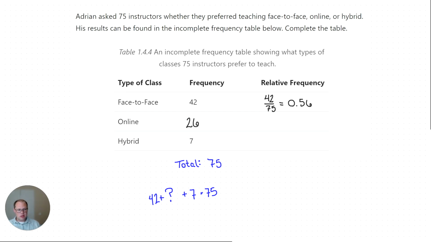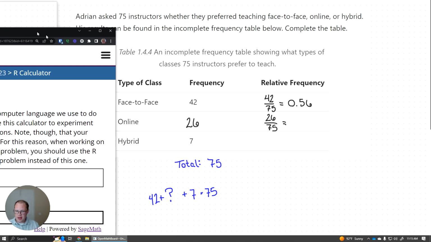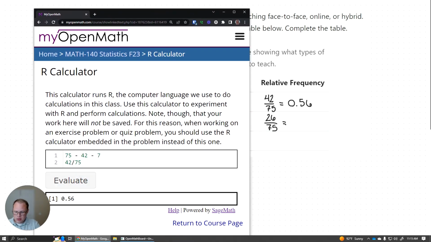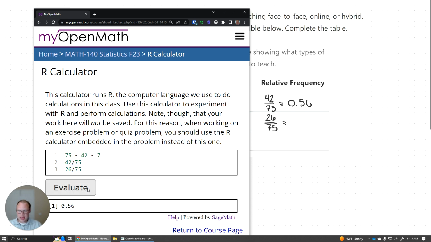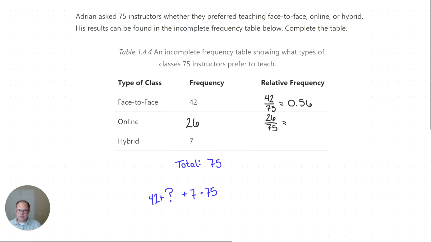Okay. Same thing for the next row for online classes. If we want the relative frequency, we take the frequency, the number of instructors that prefer online classes, and we divide by the total, the 75 instructors that were surveyed. Okay. Again, when putting this into the homework, convert this to decimal form. Okay, so that's 26 over 75. So get that latest value, and it's 0.3466667.